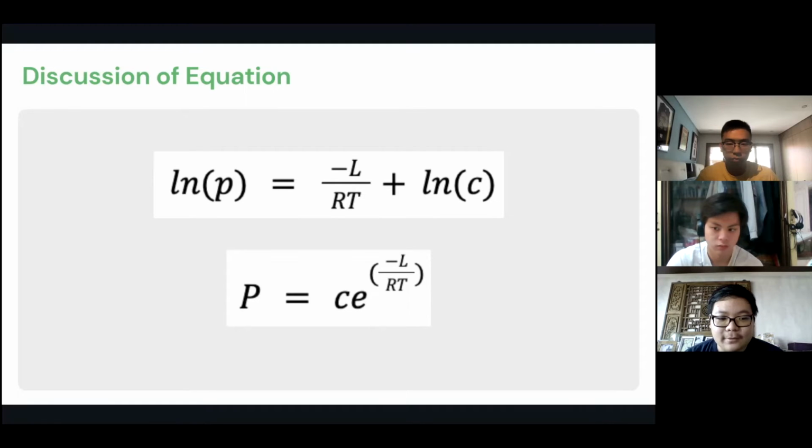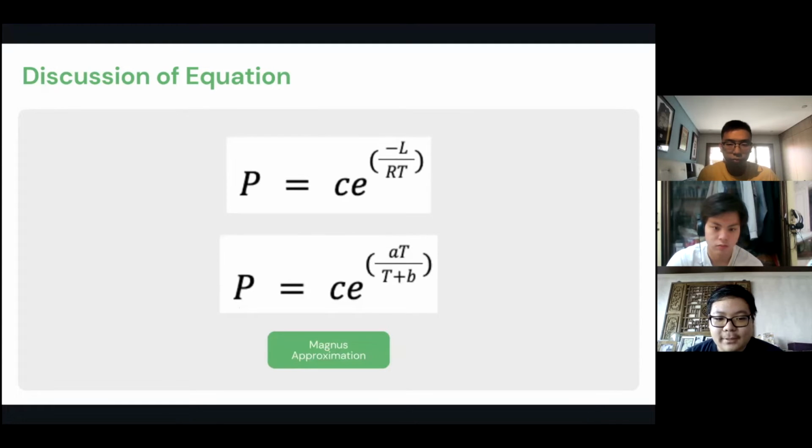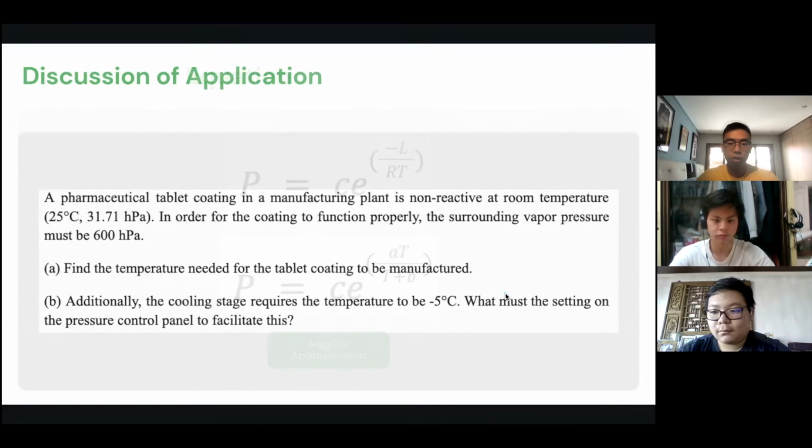Because the latent heat of evaporation is dependent on temperature, the exponent is substituted with this, where A, B, and C are constants, T is in degrees Celsius, and P is in hectopascals. This is also known as the Magnus approximation, a form of the Clausius-Clapeyron equation. Now let us move on to the discussion of the application.